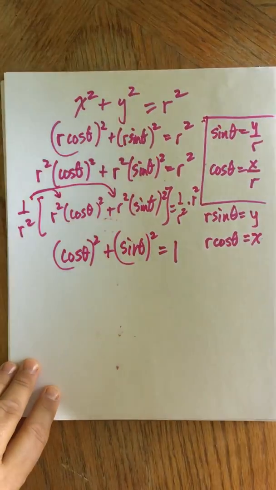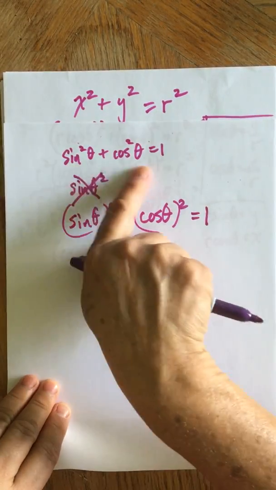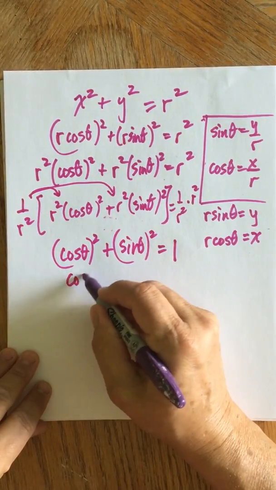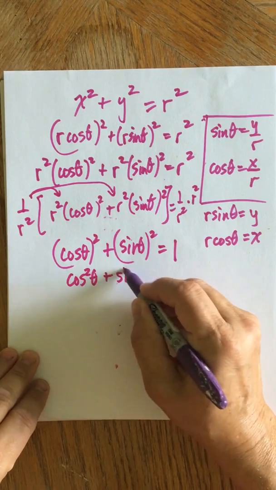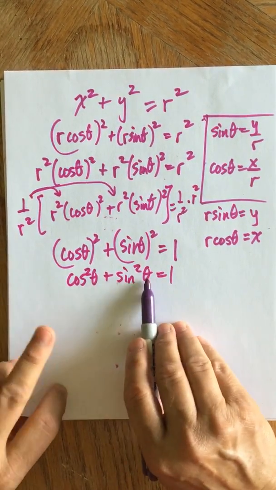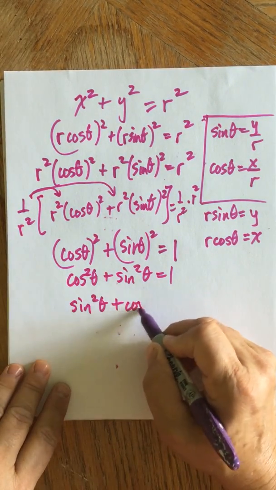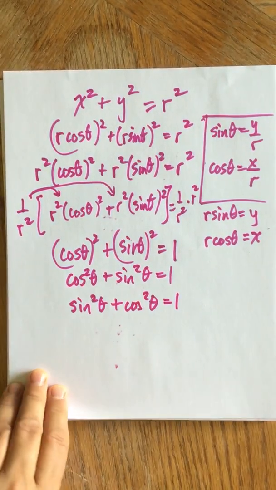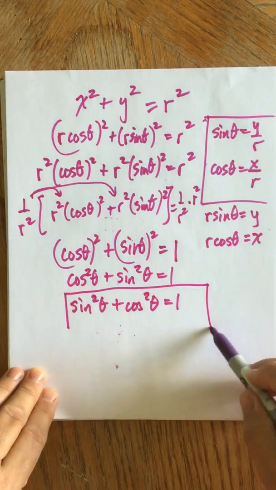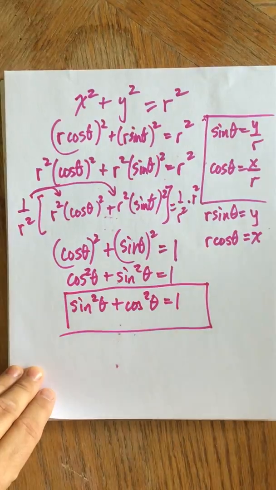If you recall, at the beginning I mentioned that this form is really written this way, where the square applies to the function. So I can write cosine squared theta plus sine squared theta equals 1. By the commutative law, I can switch the order of addition: sine squared theta plus cosine squared theta equals 1. This is absolutely fundamental. You absolutely have to commit that to memory. Now you can go into some of the other forms.